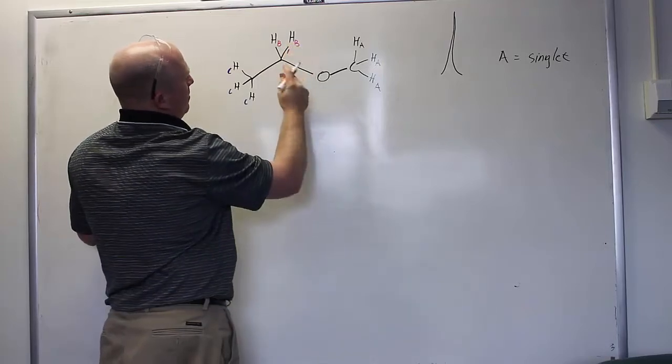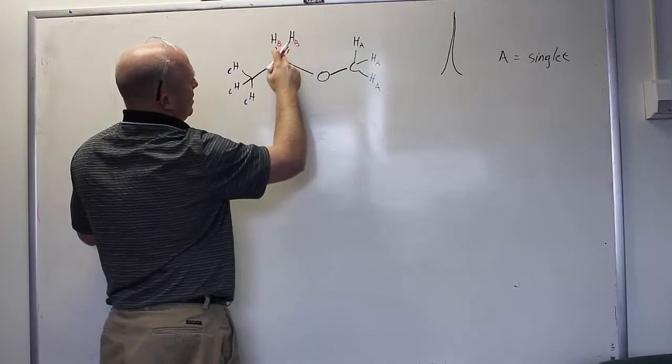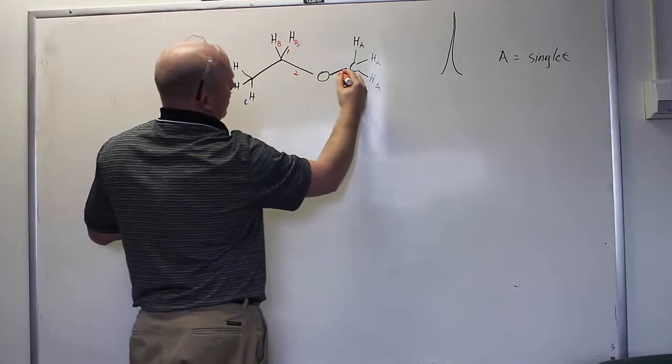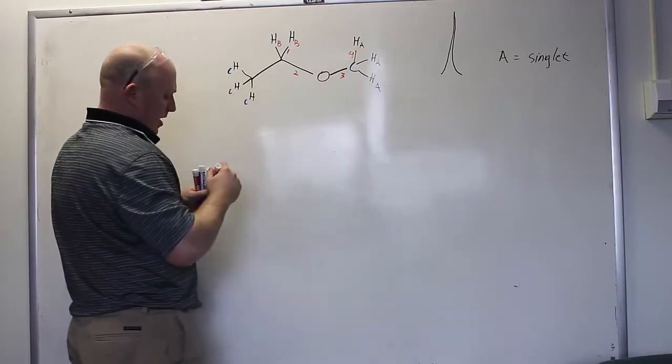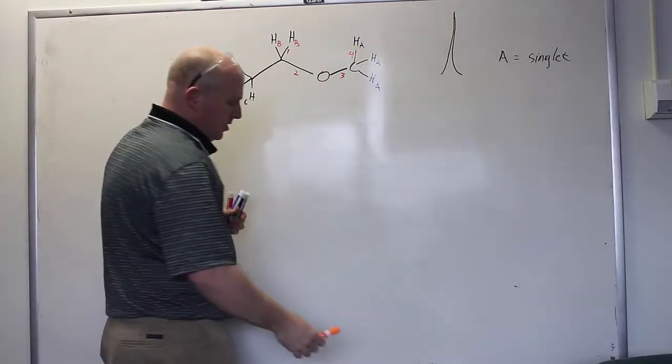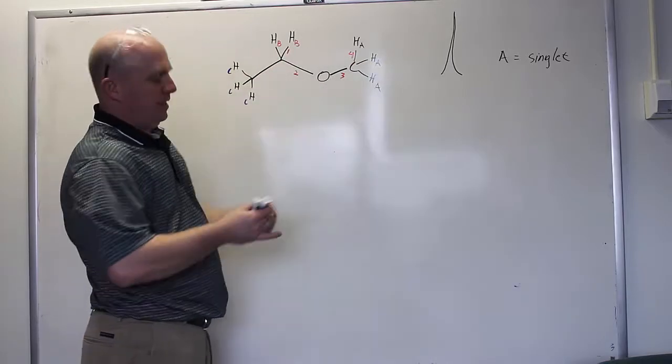Because there's 1 bond between the HB and the carbon, 2 bonds, now counting HB to the carbon to the oxygen, a 3rd bond going from the oxygen to the carbon, and a 4th bond going to each of HA. 4 bonds is, generally speaking, too far to get a normal multiplicity relationship.